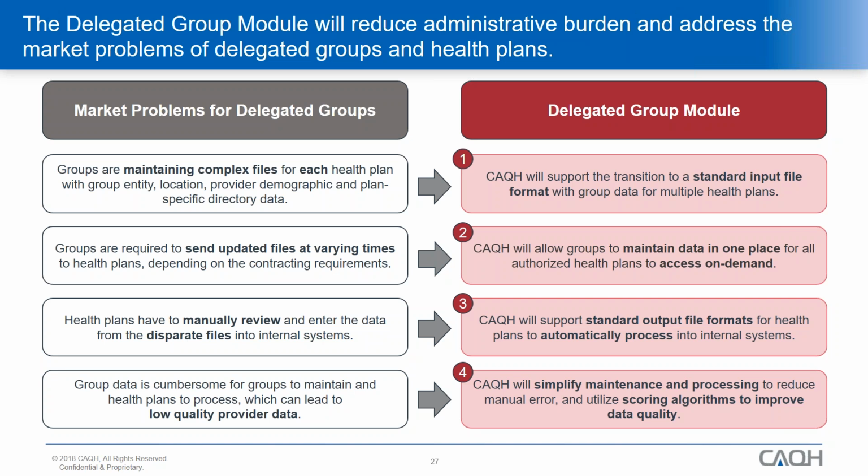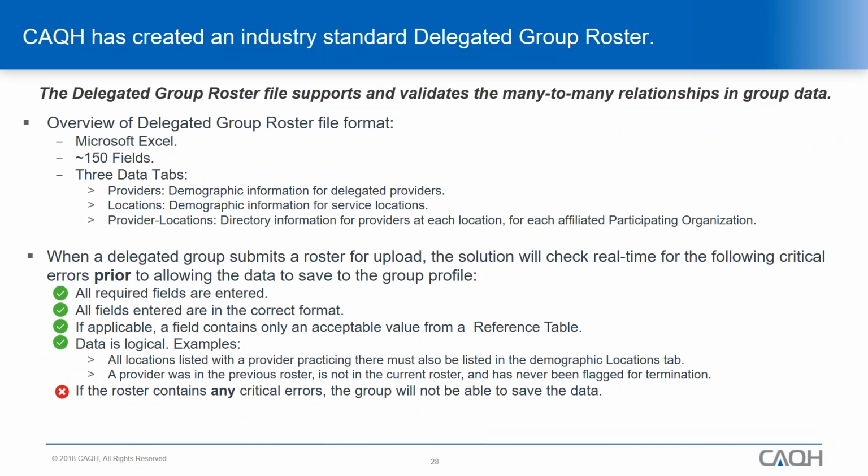CAQH will support standard output file formats for health plans for them to automatically process it into the internal system. So this is really useful because once you create standards, the health plan can create integrations and electronic feeds to the source system, so they're also not doing any manual processing of this information. And then finally, CAQH will simplify maintenance and processing of this information and utilize scoring algorithms and other data quality techniques to improve the quality of the data. And I'll talk about that in a second.